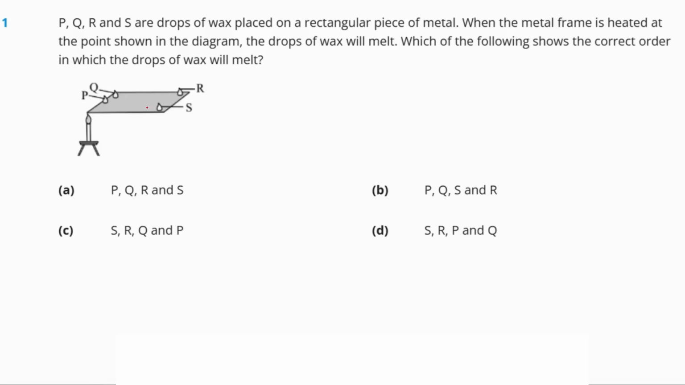So everybody, this is the metal one. Metals are good conductors of heat, right? So if we start from here, the heat will transfer from one to another. The correct order would be: the nearest one would melt first, then Q, and simultaneously S, and the last one would be R. So our answer would be option B for this question.